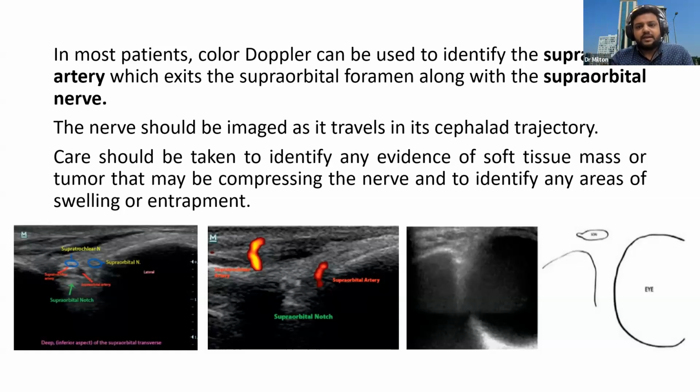If there is any abnormality, like a mass or any other structure, you can mention it and treat accordingly. If there is no change, then first you can do the diagnostic block. If the patient improves, then you can do the intervention, like DEXA or depo-steroid intervention.